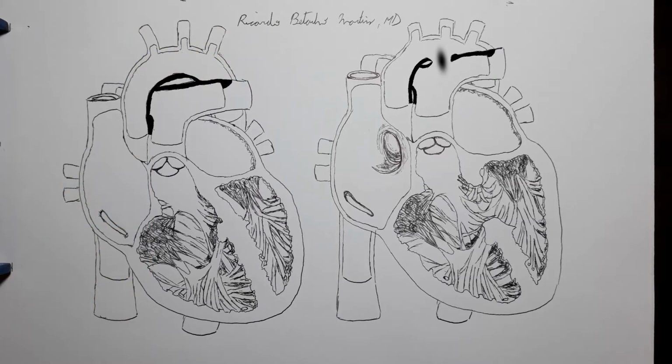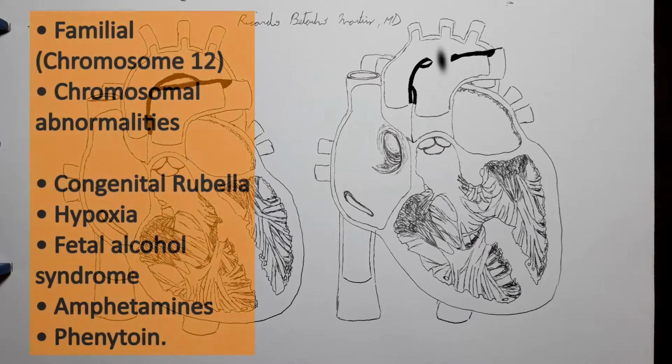Patent ductus arteriosus is a common condition with many different possible origins. It has some familial causes associated with chromosome 12. It may be present in many chromosomal abnormalities, and it can also result from congenital rubella infection in the first trimester of pregnancy, hypoxia, fetal alcohol syndrome, and maternal consumption of amphetamines and phenytoin.